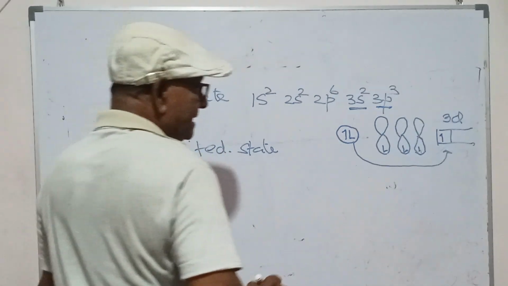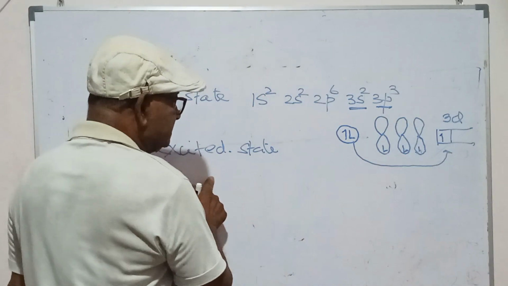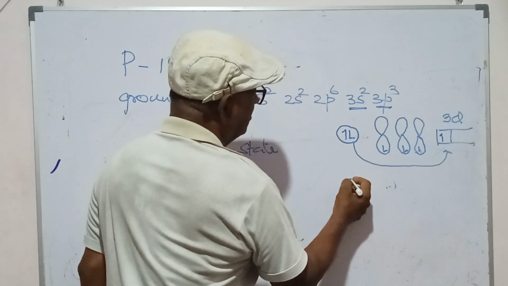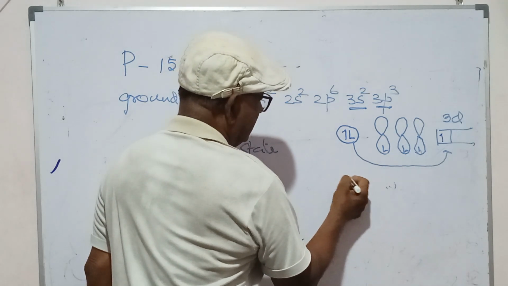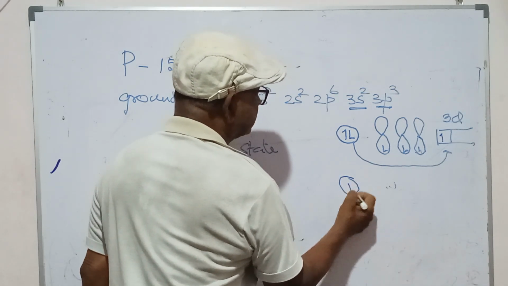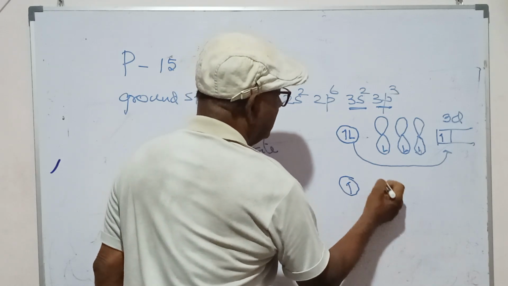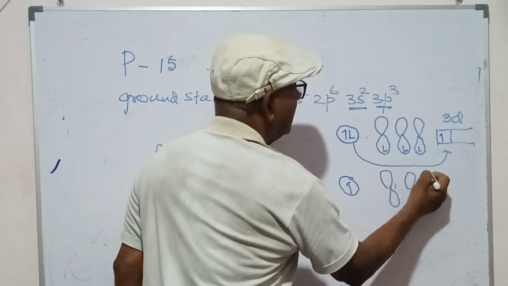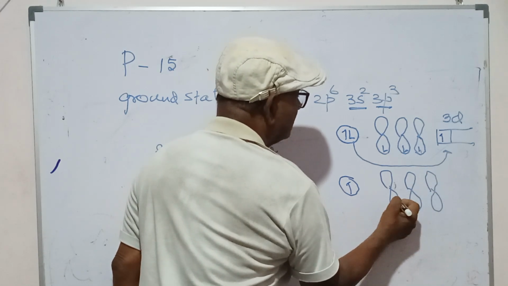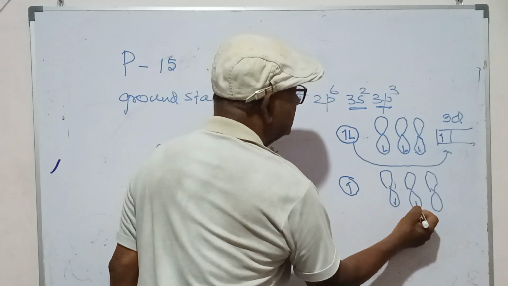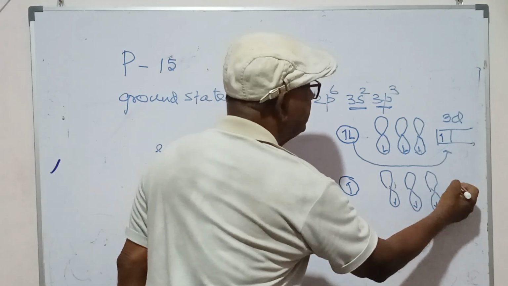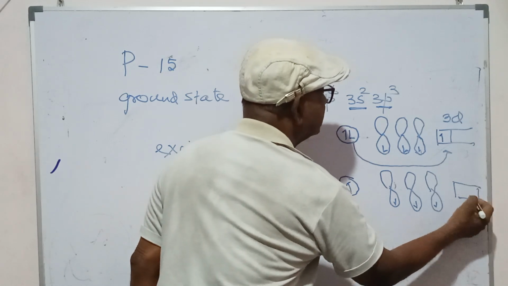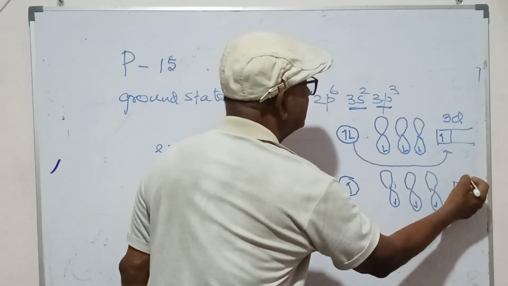Right? Then, after the excited state, what happened? The 3s orbital has one electron, the 3p orbitals are having one in each, and the d orbital also has one electron. One electron here, in 3d.